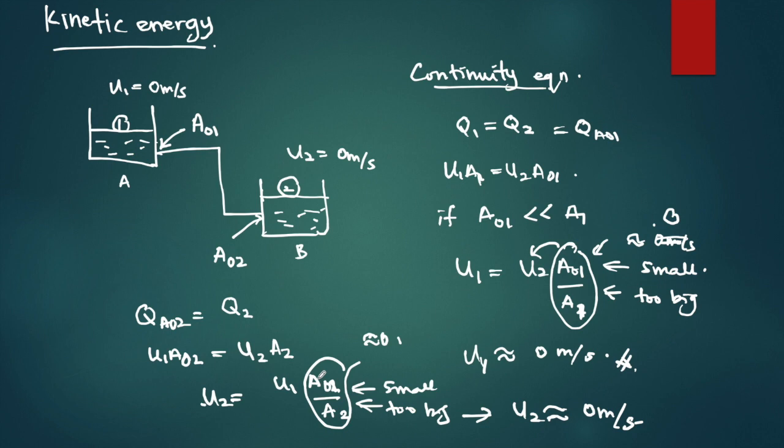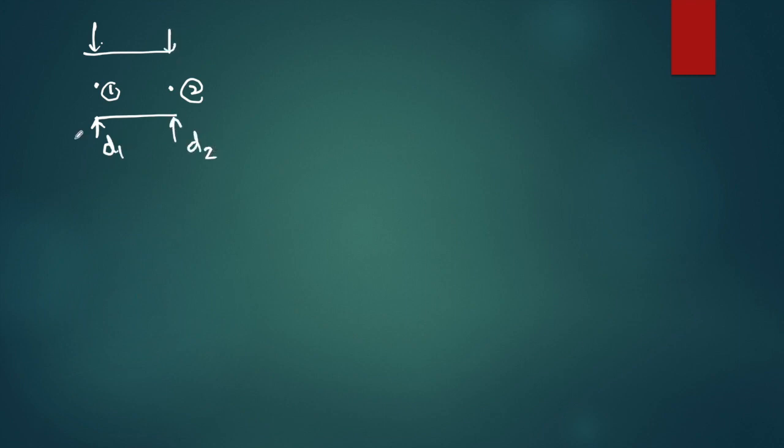Okay, that is case number one for the kinetic energy. Let's take a look at number two, where we have velocity in a pipe. So point number one and point number two. We have diameter one and another diameter, diameter two.